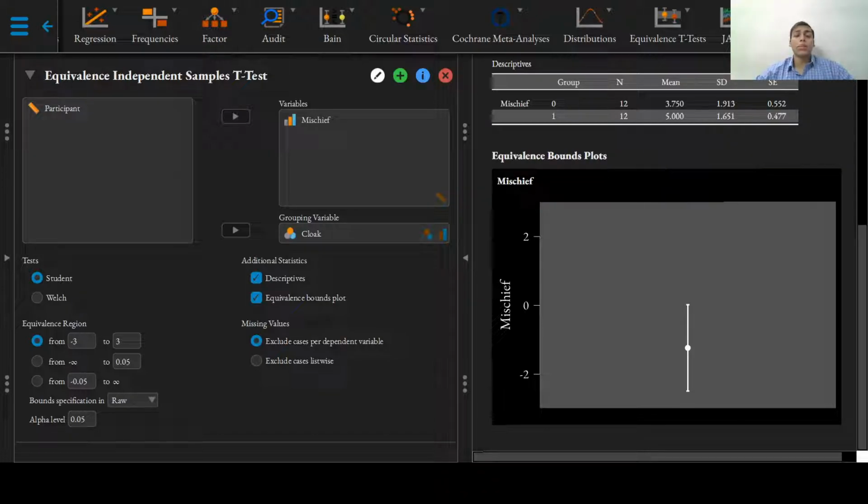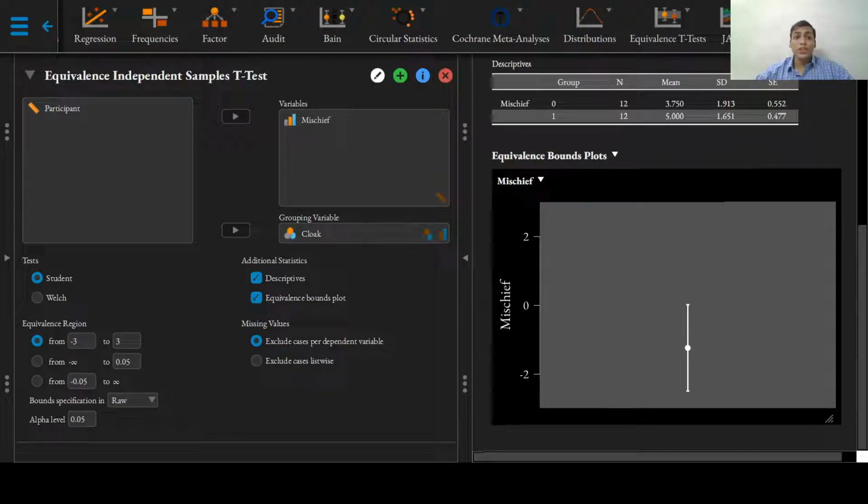After going through the input options, setting the equivalence region and obtaining plots, we can now proceed to interpret this equivalence bounds plot. The solid circle in the center represents the sample mean difference between the two groups. The vertical lines represent the 90% confidence intervals as discussed in the previous video, which differ from 95% confidence intervals.